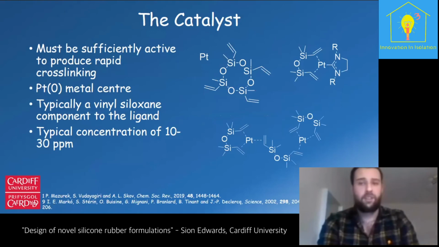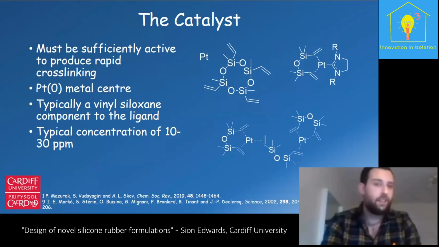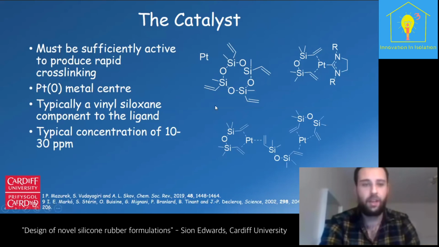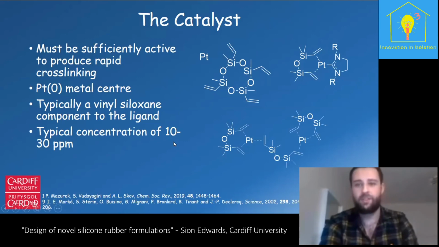The final thing to consider that I'm going to go over is the catalyst. It's got to be sufficiently active in this hydrosilylation reaction to produce rapid cross-linking. Otherwise, your material will stay soft. It won't form good networks. You want a platinum 0 center. There are other metals, but for the platinum catalyzed, you want platinum 0. Typically, the catalyst will have a vinyl siloxane component in the ligand, for example this one, and typically a concentration of 10 to 30 ppm, so you're not wasting platinum, because you don't want to chuck a load of platinum into stuff as it's quite expensive.